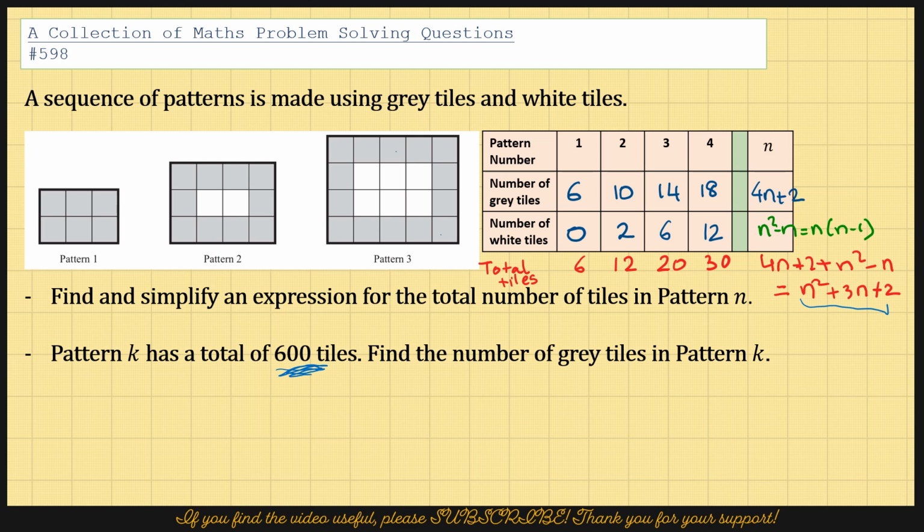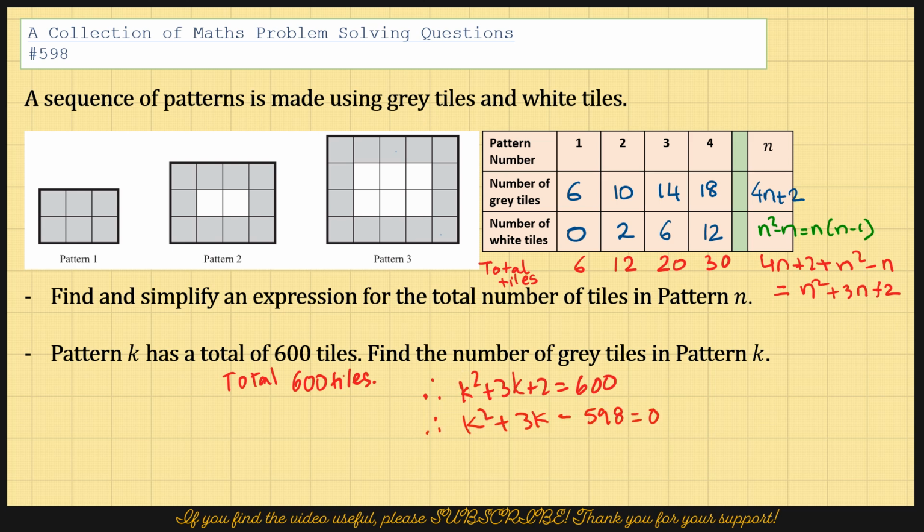That is if n equals k. So if you put n equals k, then k square plus 3k plus 2 should equal 600. That's what I did. Then we need to simplify it a little bit: k square plus 3k minus 598 is 0, and that has to be factorized. If I break 598 down into its factors, you would have 2 times 299, and 13 times 23, so 26 times 23 is 598.